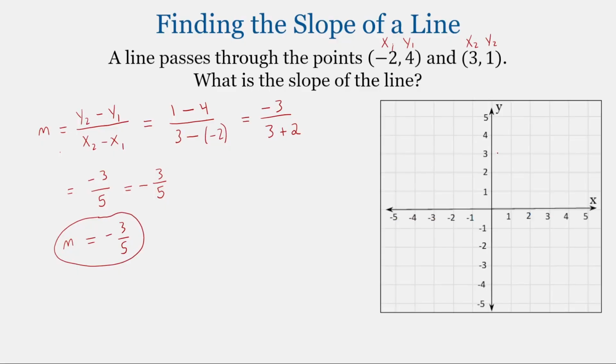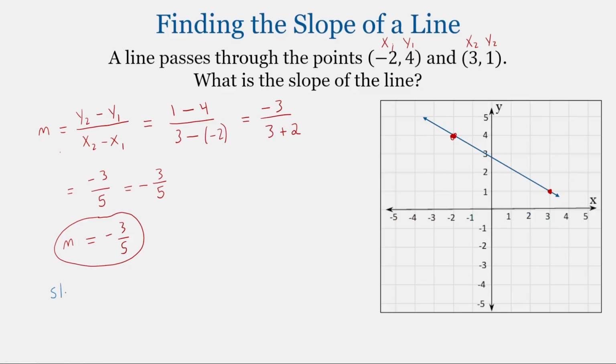So let's take a look at this on a graph. So let's plot these points. We have (-2, 4), and we have (3, 1). And we're asked to find the slope of the line that connects or passes through those 2 points. And we're looking for the slope of this line.